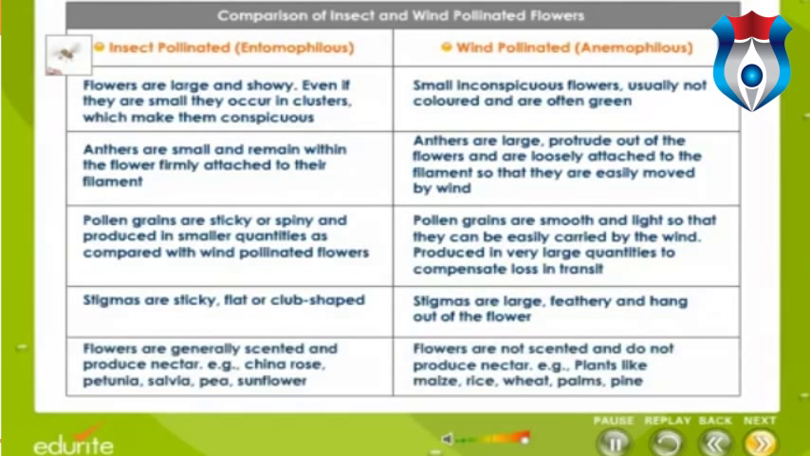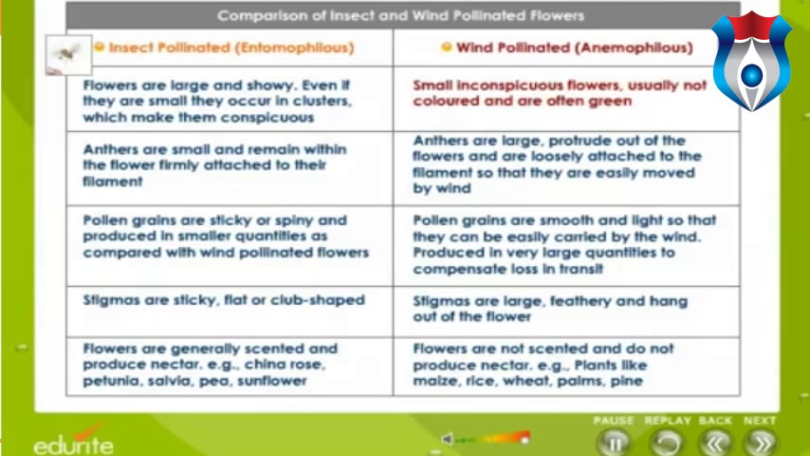Comparison of insect and wind pollinated flowers. A comparison of insect and wind pollinated flowers has been made here. Insect pollinated flowers are large and showy. Even if they are small, they occur in clusters, which make them conspicuous. Wind-pollinated flowers are small, inconspicuous, and they are usually not colored and are often green.